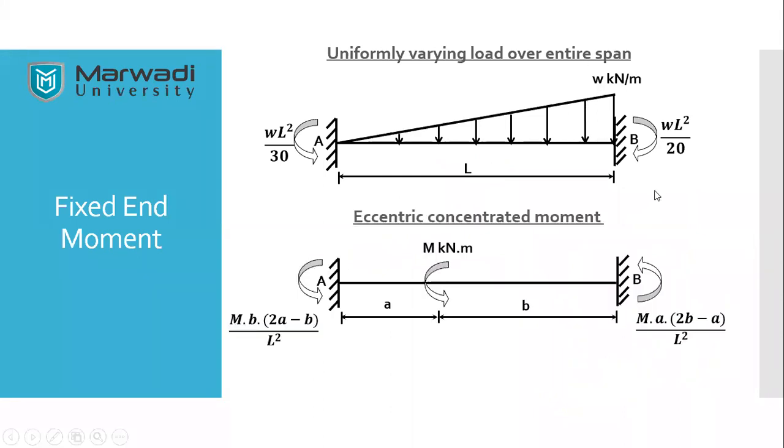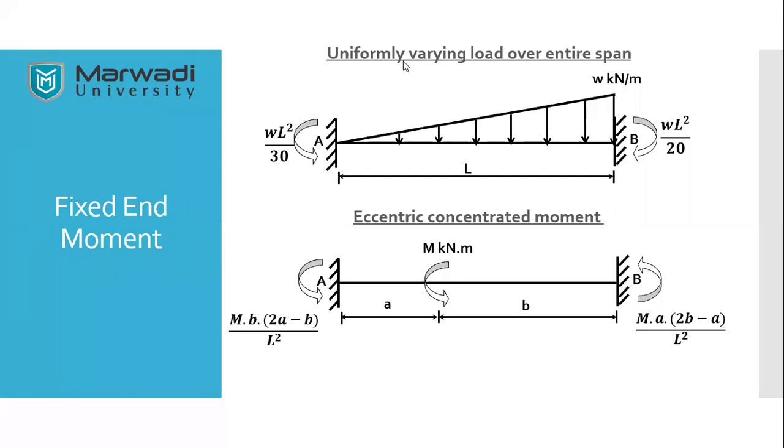Now it is eccentric concentrated moment. So see, this is something really important, because for the first time the direction of the fixed end moment has changed. When the beam is subjected to any kind of loading, the moment which is induced will always be hogging. But here I have taken a different case. The beam is not subjected to a point load or any type of load. Here it is subjected to a moment itself. So when this kind of thing happens, it is very important to note the direction.